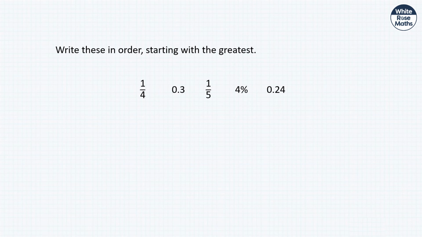Giving you lots of practice on this today, guys. So change it all into decimals. That will be 0.25. That's 0.2. That'll be 0.04, so be careful when you divide that by 100. And this is 0.24.